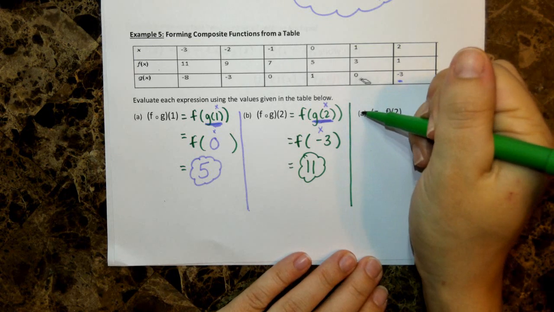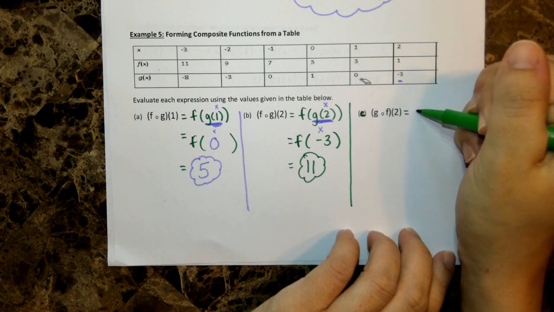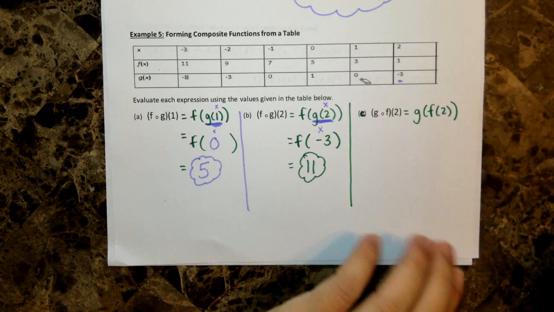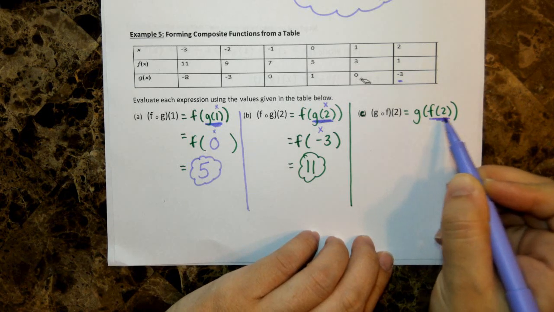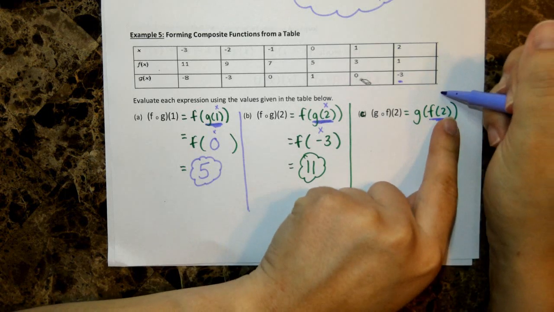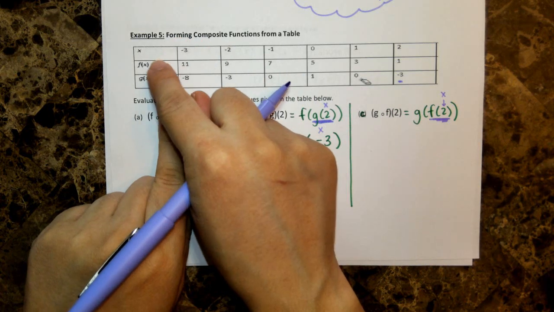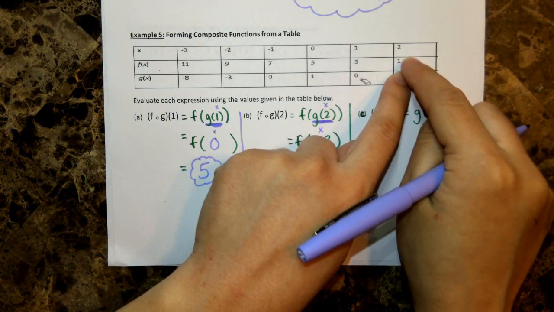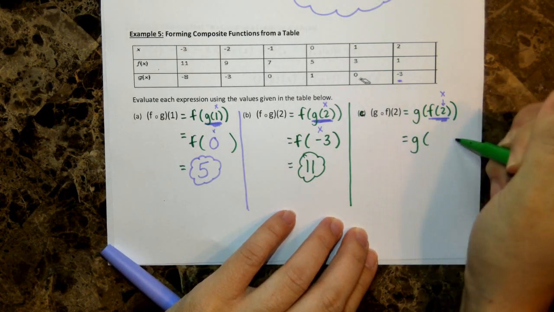Last one, that should actually be part C, little typo. G composed with f of 2. I'm going to go ahead and write it using this notation, g of f of 2. Just another way to write it. I prefer it this way because I'm going to start with the inner function, which is f of 2. That just means when x is 2, what is the f function worth? So when our x value is 2, the f function is 1. So this is just going to equal g of 1.